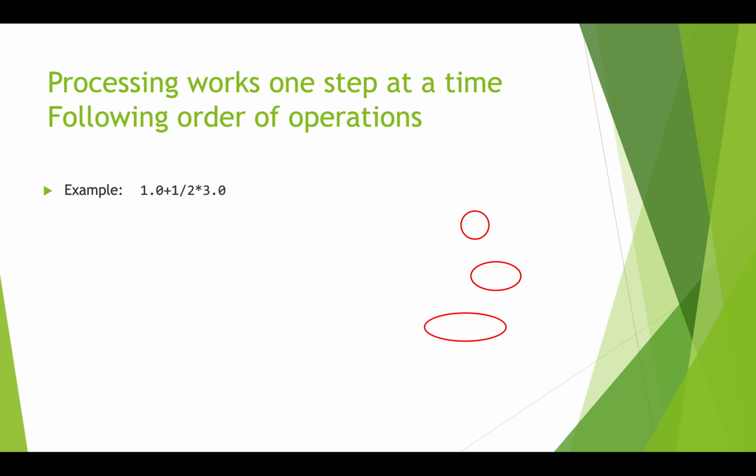So processing works a step at a time following order of operations. If we have this example of a set of operations, and we're going to set this to a float result, we have 1.0 plus 1 divided by 2 times 3.0. The first thing we do order of operations wise is go left to right and do the highest order operation, which is the division. This is 1 divided by 2. This is an integer divided by an integer, so we're going to do integer division. And 1 divided by 2 in integer division gives us 0, not 0.5.